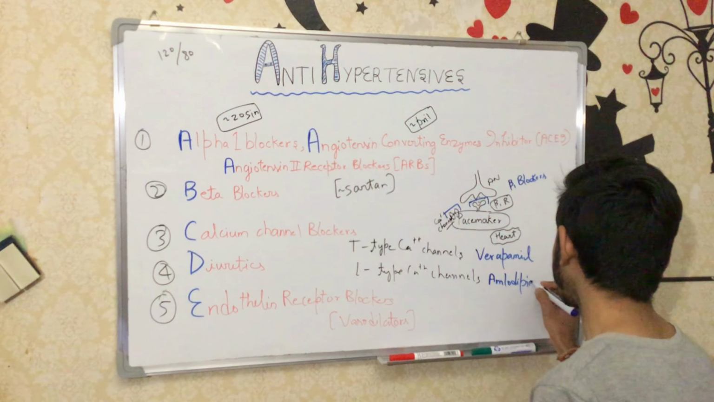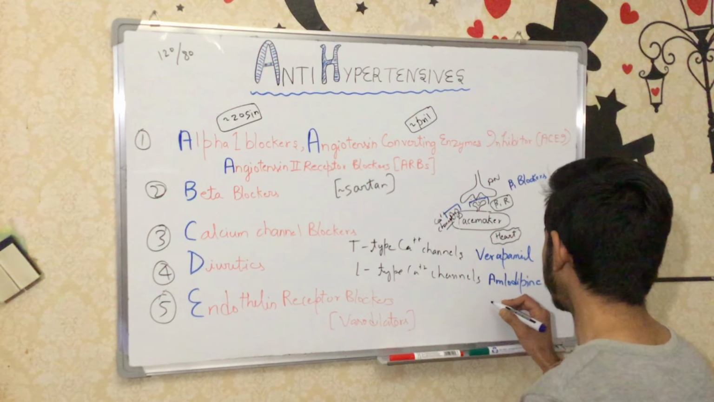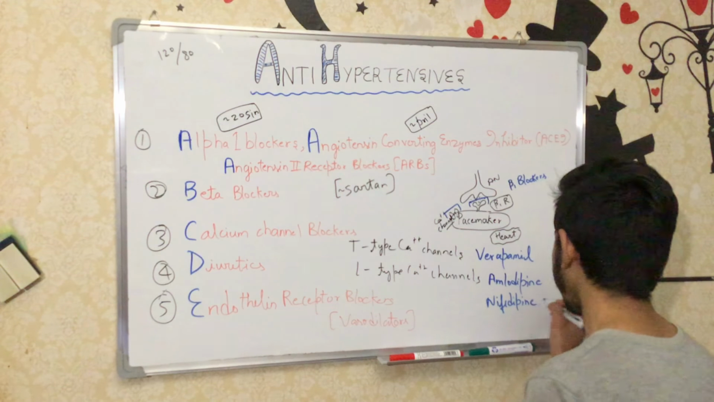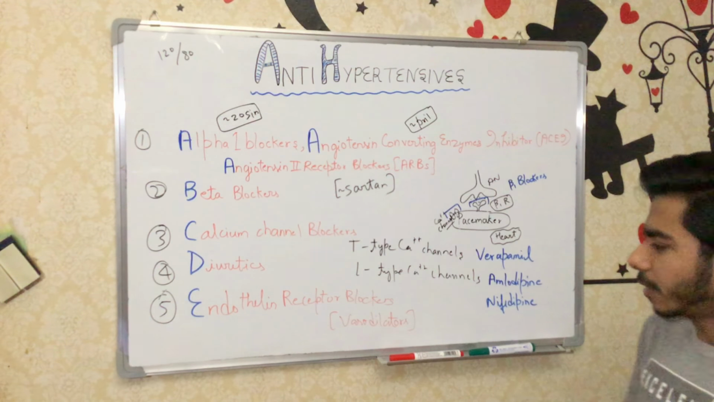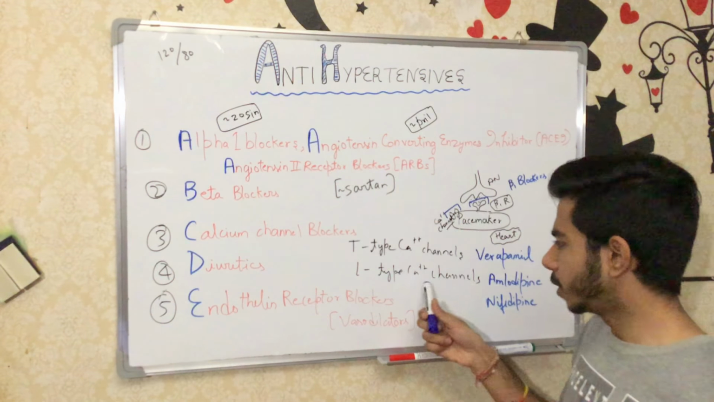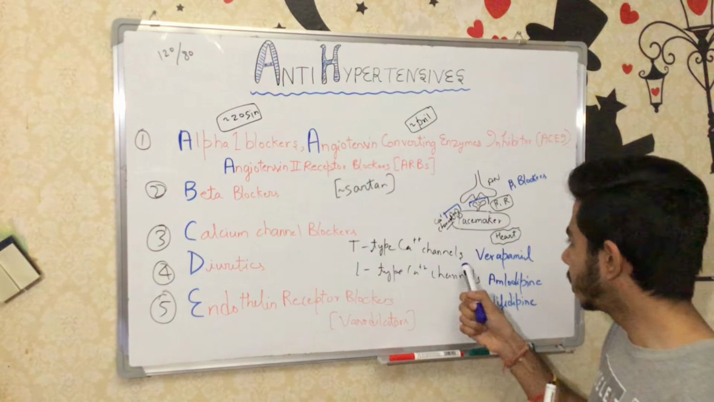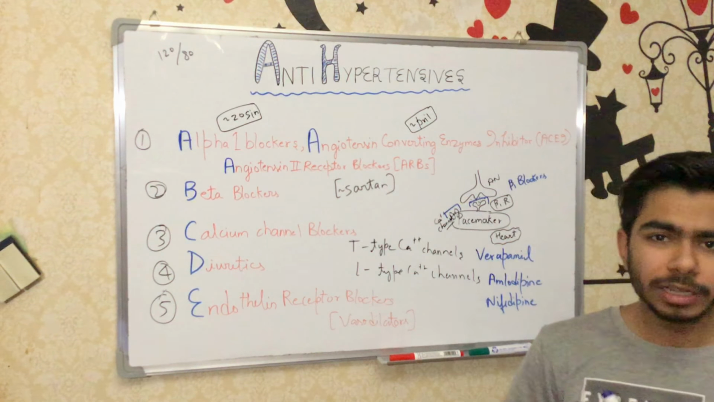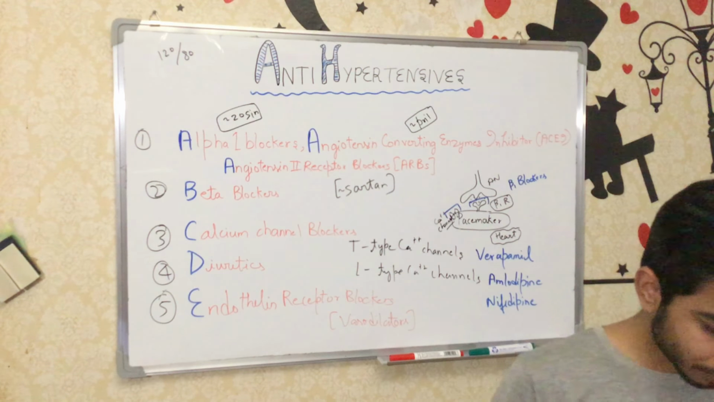These are very famous drugs as far as L-type calcium channel blockers are concerned: amlodipine and nifedipine. These two drugs are very popular in calcium channel blockers, especially the L-type calcium channel blockers. And in the T-type calcium channel blockers, we have verapamil. So this was about the calcium channel blockers.